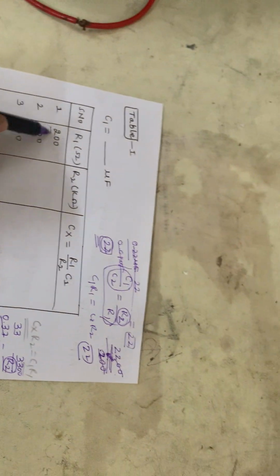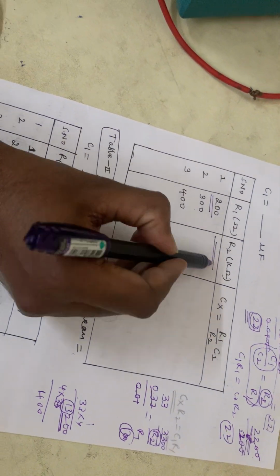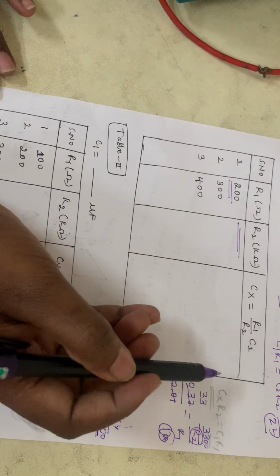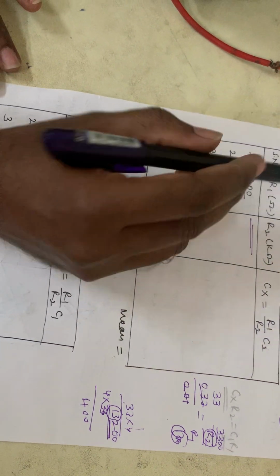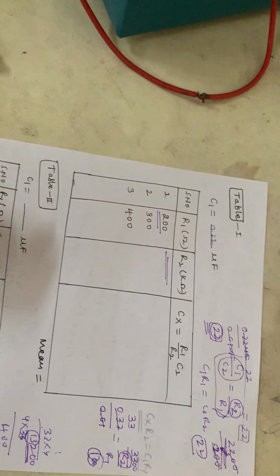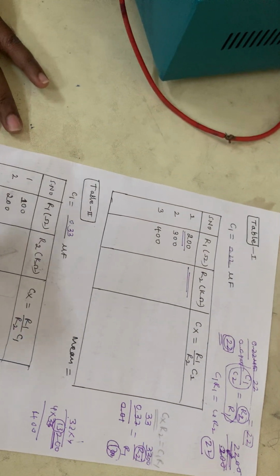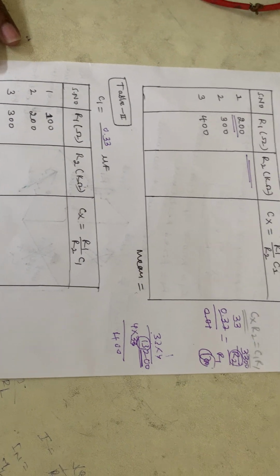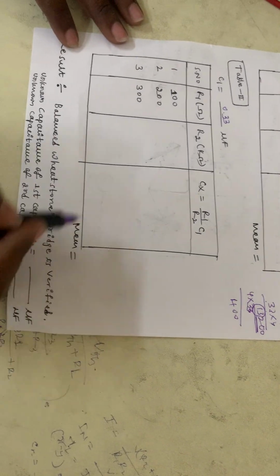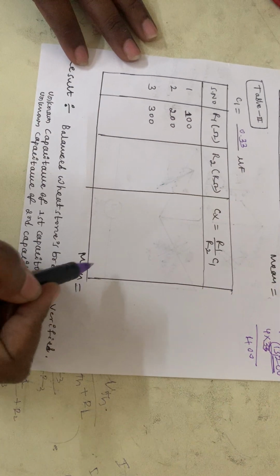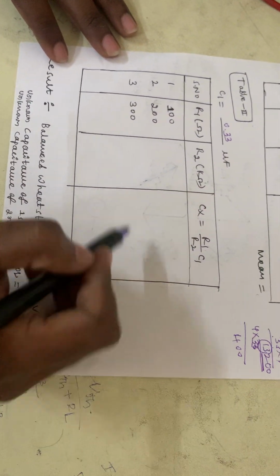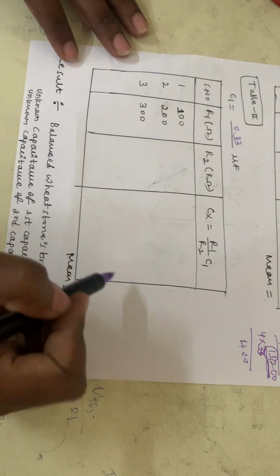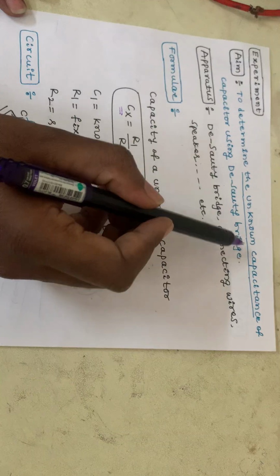Clear? So like this you have to do in your table. R1 you have to take as 100. For R2, corresponding to R2, how much you calculated corresponding to the CX, that is 0.22 microfarad. Here you have to take 0.33 microfarad and 0.47, like that 4 tables you have to make. So then you can calculate the mean value of the Cx. Mean value of the Cx you have to calculate. So our bridge is balanced. Through this balanced bridge, we are able to calculate the unknown capacitance.